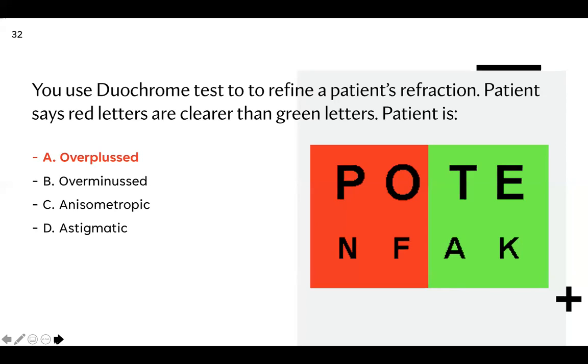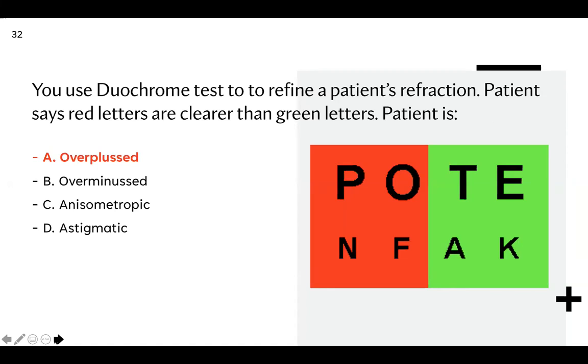So whenever red letters are clearer than green letters, the eye is always in a state of relaxed accommodation. So the patient would never be over minus. The patient would either be under minus or over plus. So that is about the duochrome test.